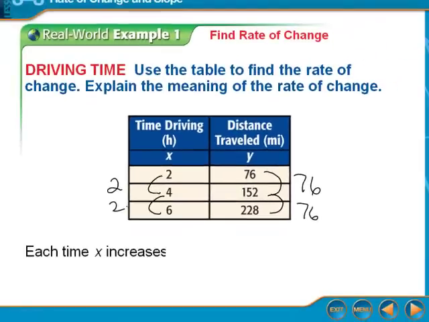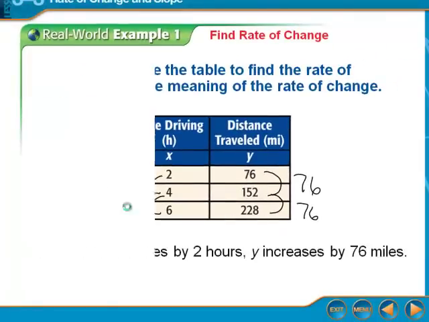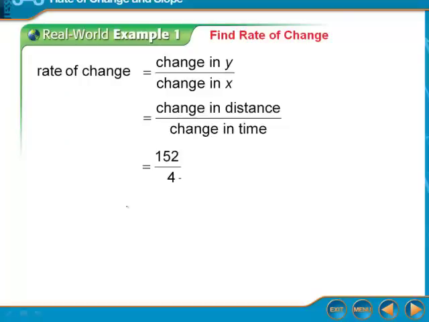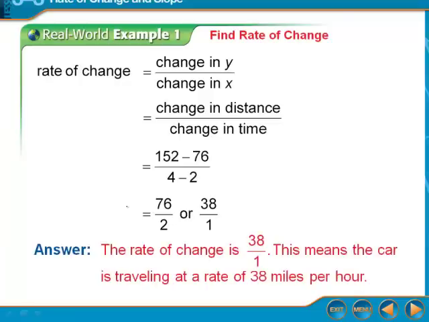When you look at the rate of change, you make the comparison. Every 2 hours we increase by 76 miles. As you look at the rate of change in the algebra form of it, distance versus time, 76 to 2, or 38 to 1. What does this mean? We're going 38 miles every hour. Rate of change means the car is traveling 38 miles per hour.